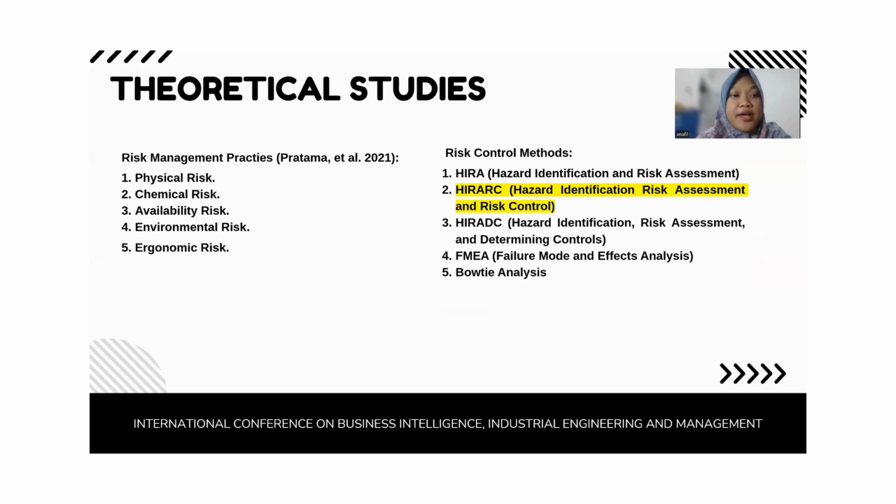We have 5 types of risk. The first is physical risk, chemical risk, availability risk, environmental risk, and ergonomic risk. And we have 5 risk control methods: hazard identification and risk management, hazard identification, risk assessment, and risk control, and then hazard identification, risk assessment, and determining control, failure mode and effect analysis, and the last one is body analysis. And we chose the second one, hazard identification, risk assessment, and risk control, for this research.